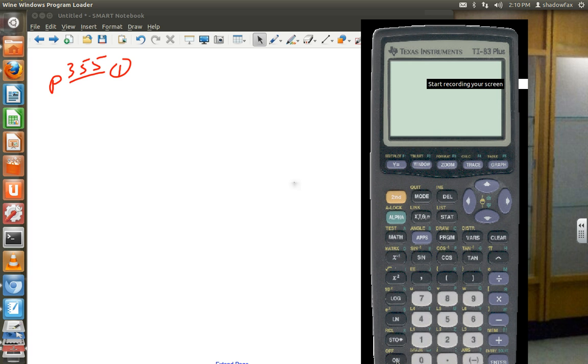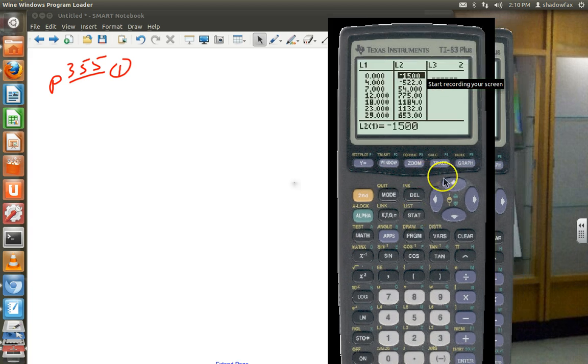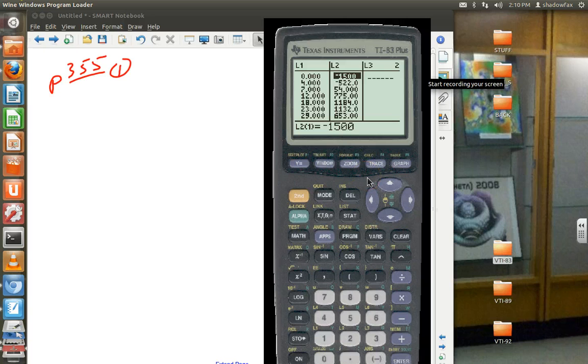All right, so you tell me. You know how to do this. How do I enter data? Stat, edit. Right. How do you clear stuff that's here already? Go to the top, clear, enter, right? And same thing over here.